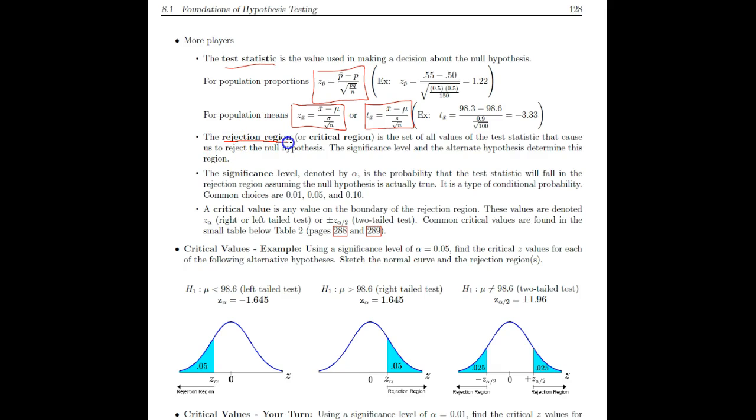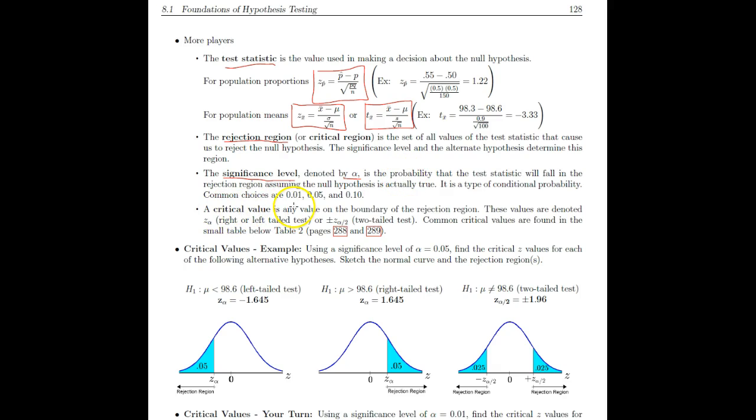The rejection region or the critical region is basically like the shaded region beyond that z-score or t-score. It's defined here as the set of all critical values of the test statistic that cause us to reject the null hypothesis. So it's basically the values more extreme than these z-scores or t-score. The significance level is alpha, just like how we learned it before. Alpha is just 1 minus the confidence level. And sometimes we just refer to that strictly as the significance level.